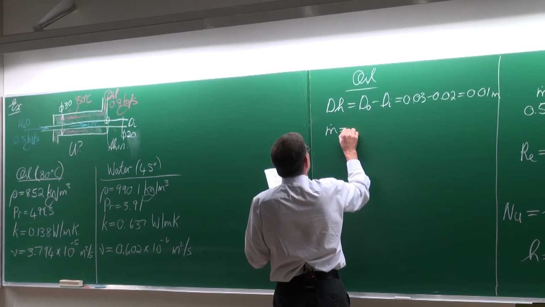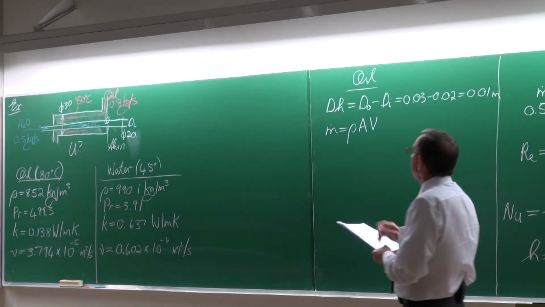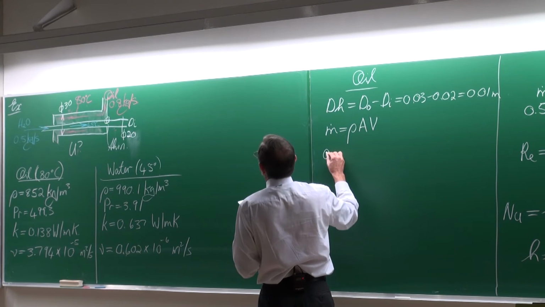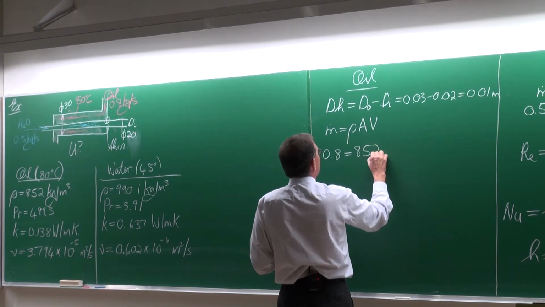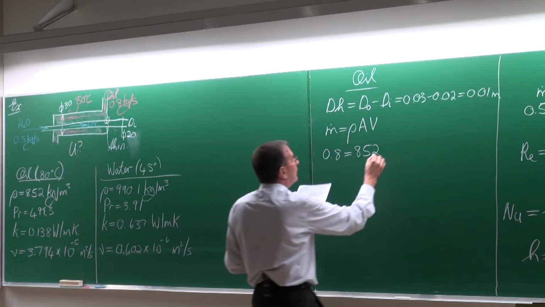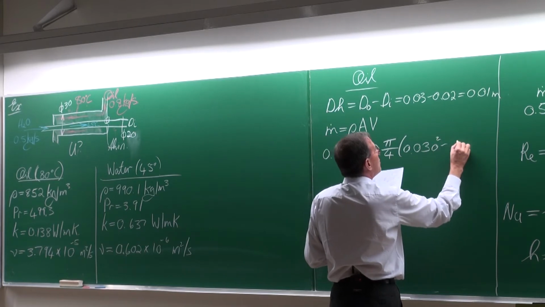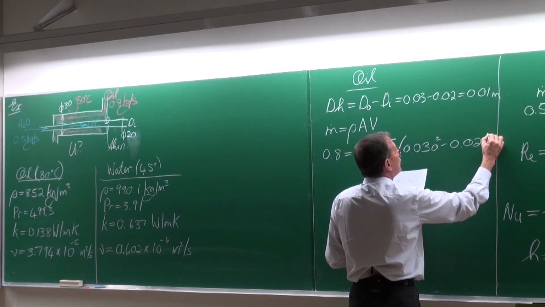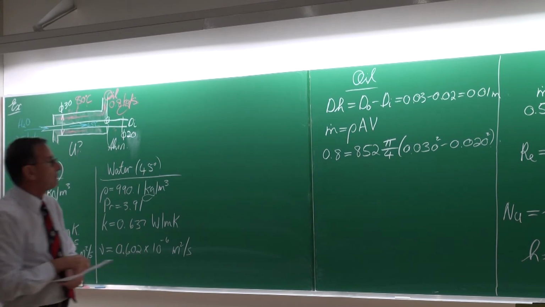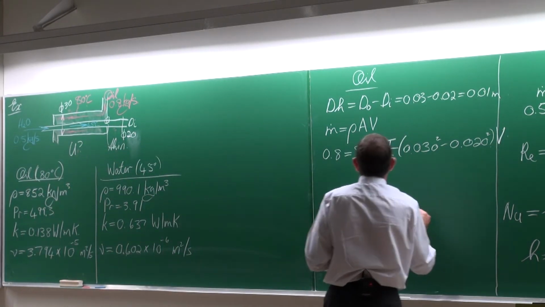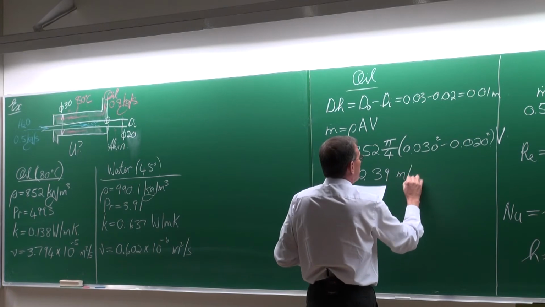The mass flow rate is then equal to rho A V. The mass flow rate of the oil is 0.8. The density of the oil is 852. Cross-sectional area, pi divided by 4, multiplied by the cross-sectional area through which the flow flows. Multiplied by these, we can calculate the velocity of the oil.